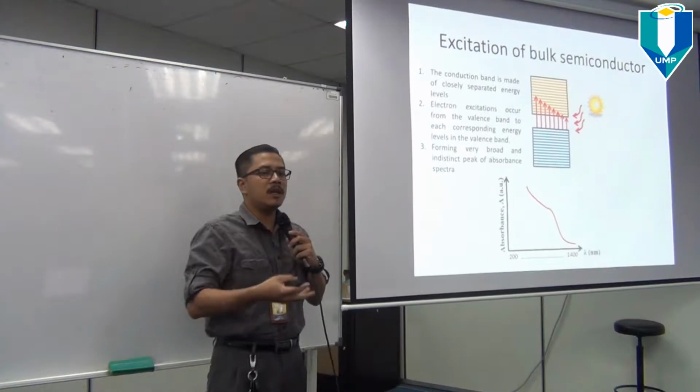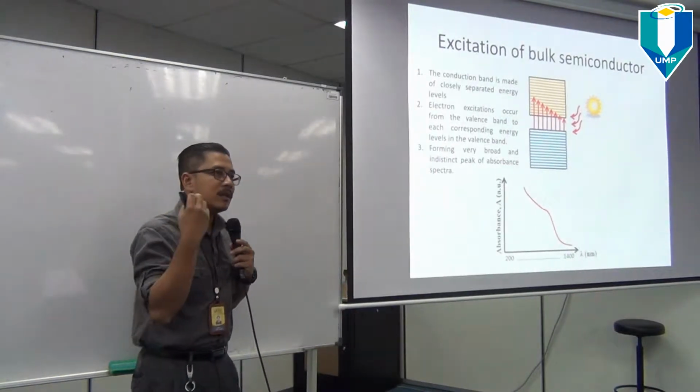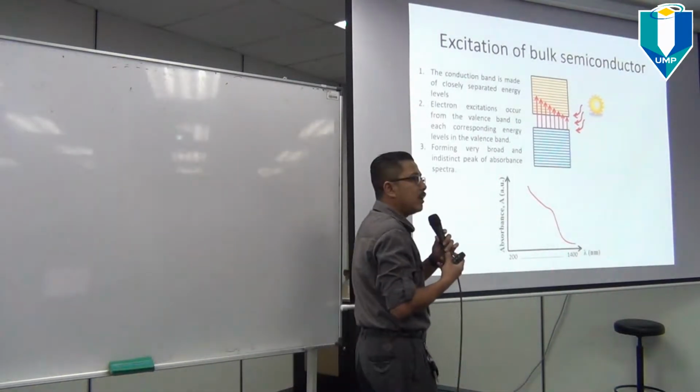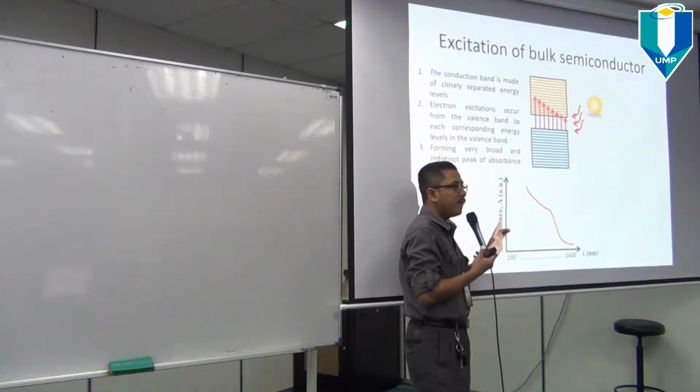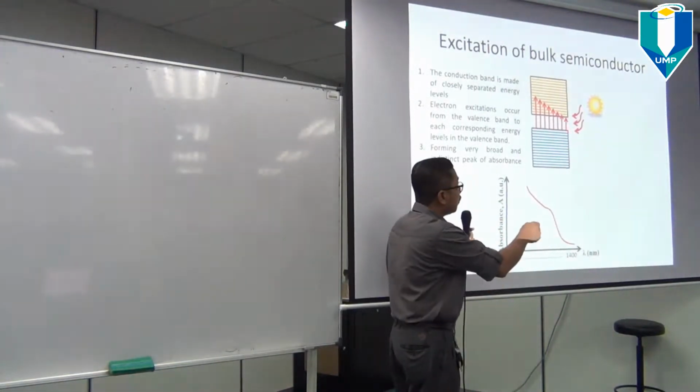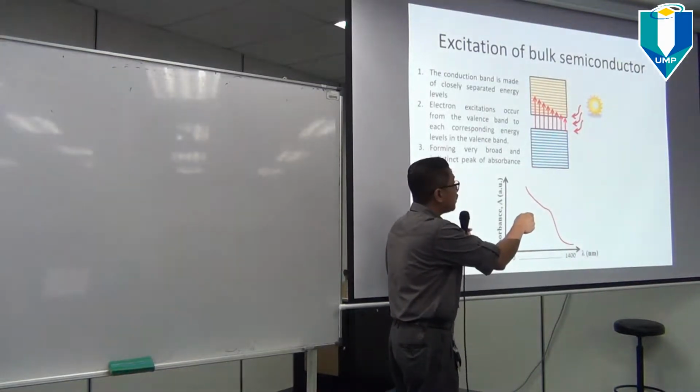So how do we differentiate? How do we determine which position is the correct first excitonic peak? We want the first excitonic peak. We want the peak from this excitation.